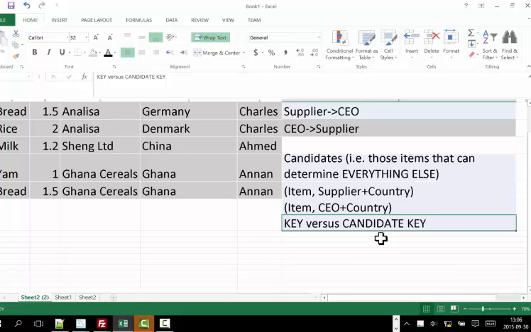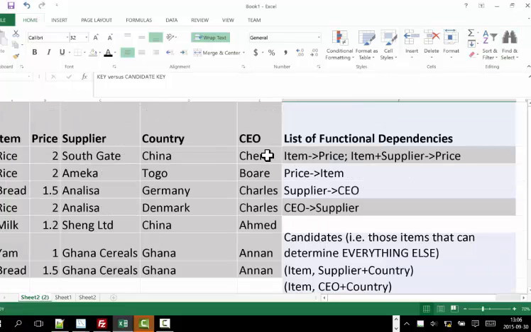So if I ask you, what is a key? So please don't do this. If I ask you, give me some candidate keys, and you go and say, okay, item, price, supplier, CEO, country. Yes, you can in your database design. Primary key is always all the things. That can work because it will identify. But it's not really a good definition for primary key.